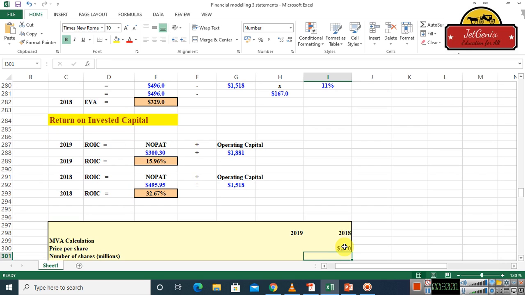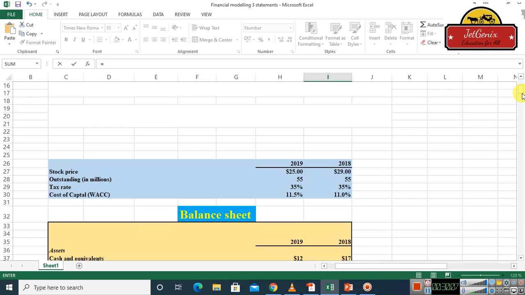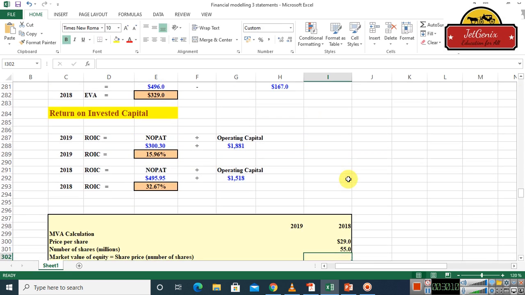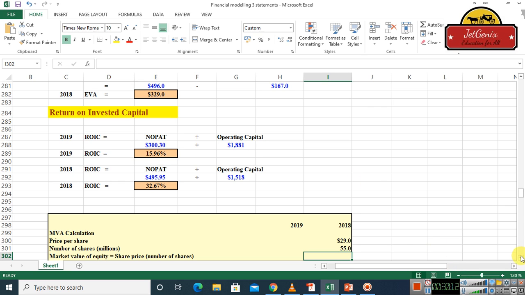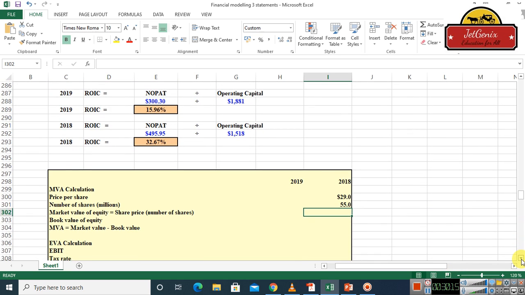Number of outstanding shares, so equal, and again the number of outstanding shares is at the same place, you see it's here. Press enter, and again we are going to calculate the market value of equity, which is equivalent to share price multiplied by number of shares outstanding. So press equal, select this one and multiply it by this one. Okay, and press enter. So here we have the market value of equity, $1,595 million.